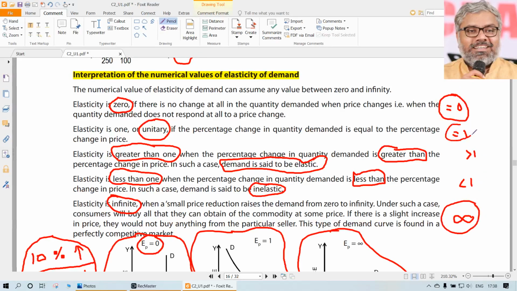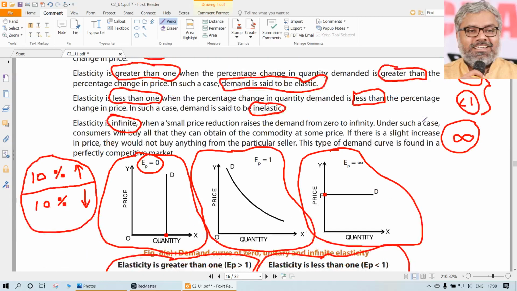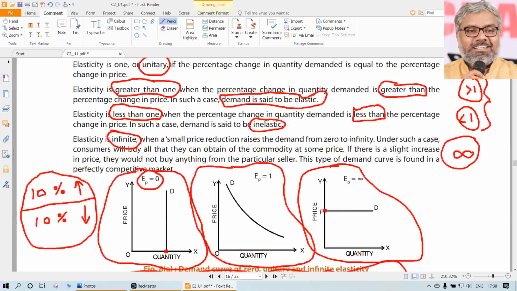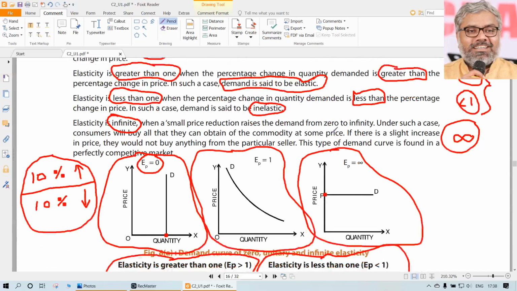This is unitary elastic. This is elastic. This is inelastic. So here we can use these two terms, relatively elastic or relatively inelastic, or you can just use the words elastic, inelastic. But this is perfectly elastic. This is perfectly inelastic. Unitary elastic is just equal. That is, the percentage change in quantity demanded is equal to the percentage change in price. That's what happens in the different situations of elasticity of demand.